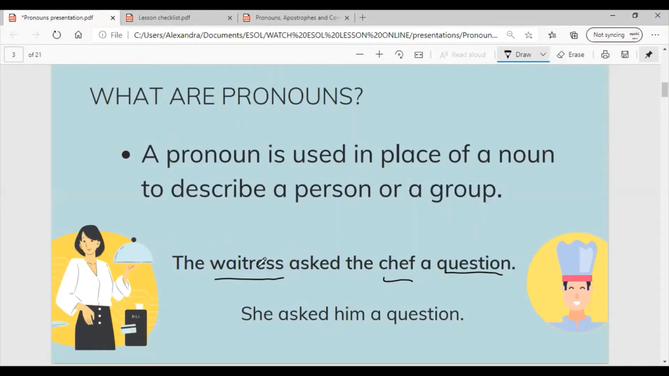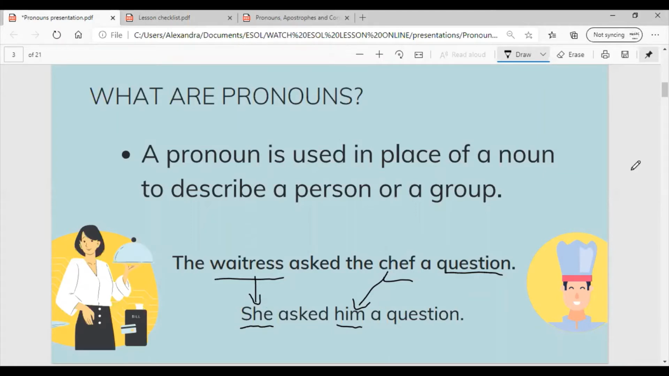As the waitress is female, we are going to change the word waitress to she. So she would be a pronoun. Then, she has asked him a question, and him would become our other pronoun. So she is the waitress and him is the chef. Can you see how we've replaced these nouns with these pronouns?